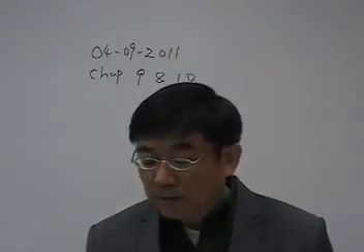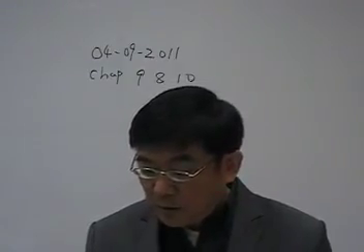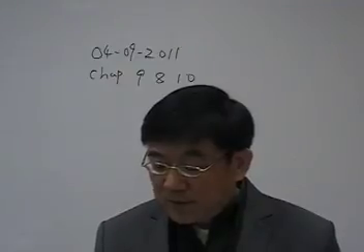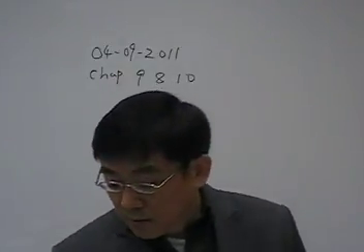Then from 12 to 28, it's more like expenses. So 12, compensation to your officers. That means top management.